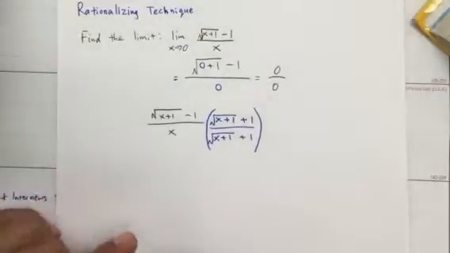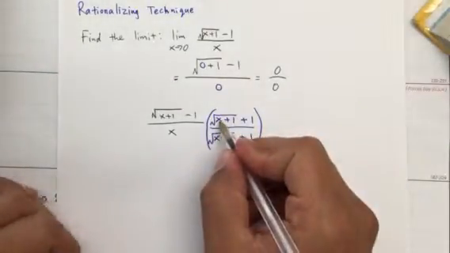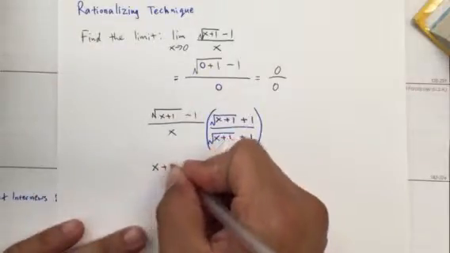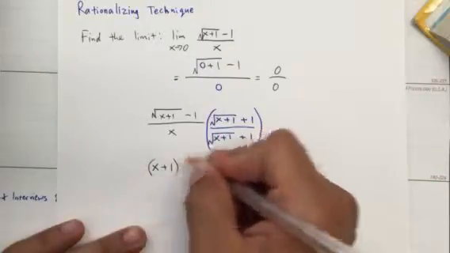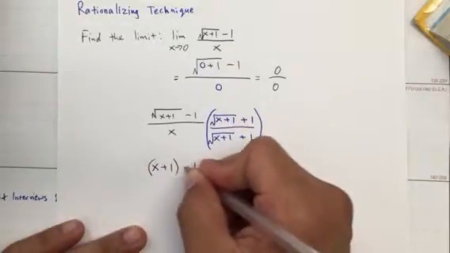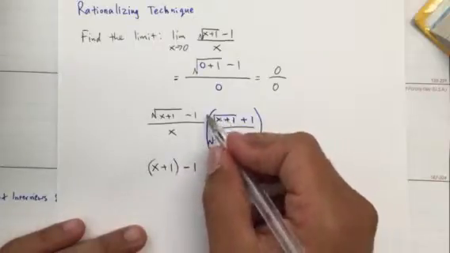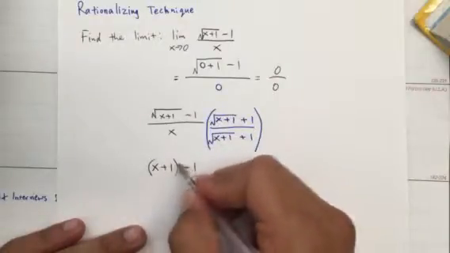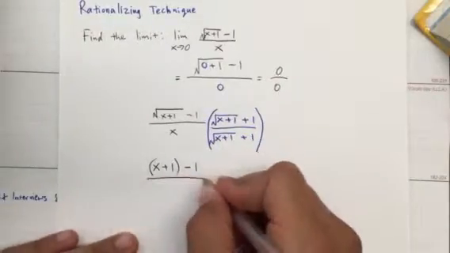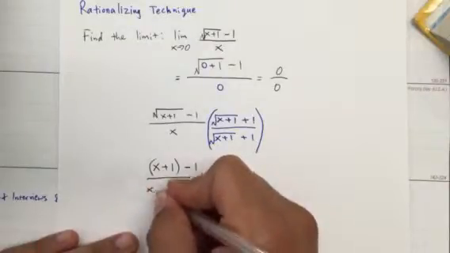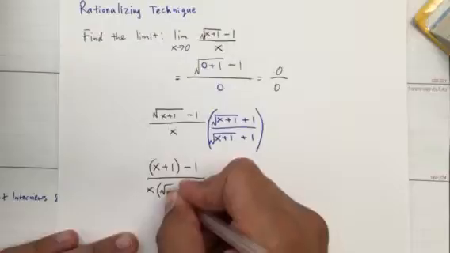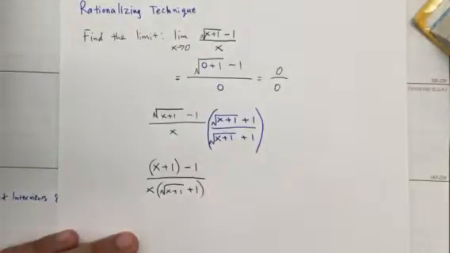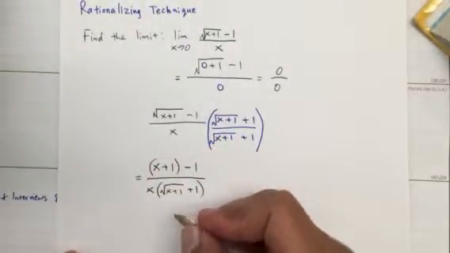We don't change the value, but we change the way it looks so that we can start solving it. Once we do this, this radical times this radical leaves us with x plus 1, and 1 times negative 1 leaves us with negative 1. Normally we have a binomial times a binomial, but this is a difference of squares, so we end up with this. Similarly, for the denominator, we end up with x times the square root of x plus 1 plus 1. Okay, so we have this so far.